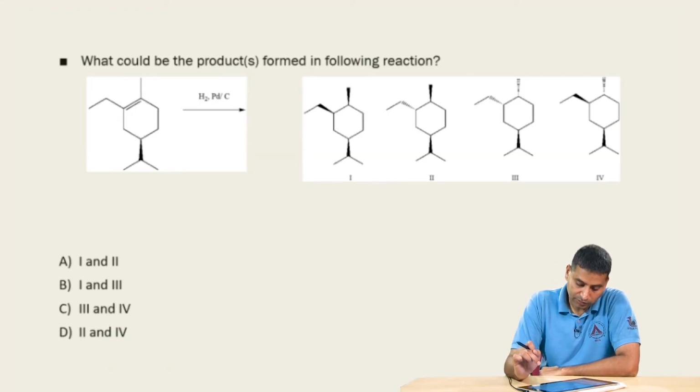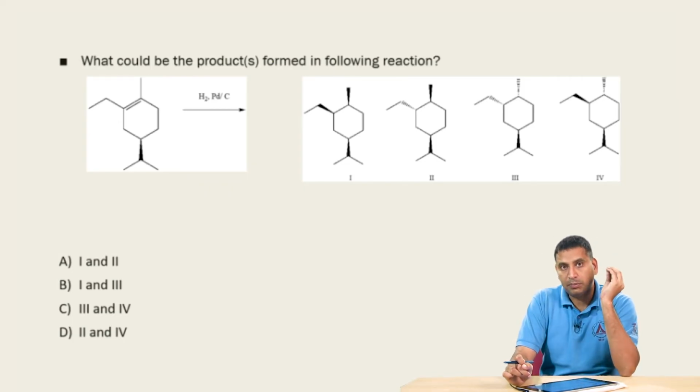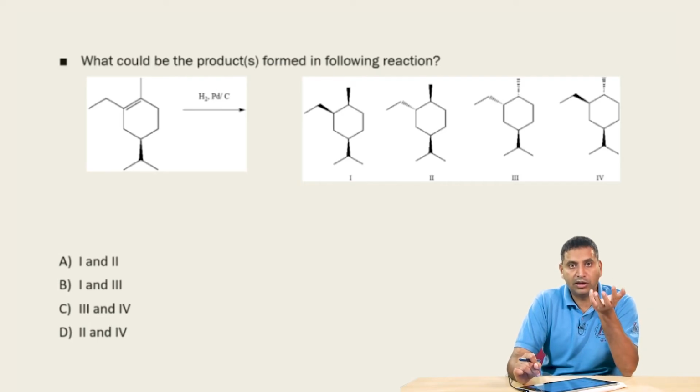Now, let us look through the next question. The next question is based on palladium catalyzed hydrogenation reaction. Do not worry too much about the complexity of the structure. The question is fairly simple and straightforward. Here is a cyclohexene molecule with some substituents around it, and it is exposed to hydrogen in the presence of palladium carbon, and then there are 4 choices given.